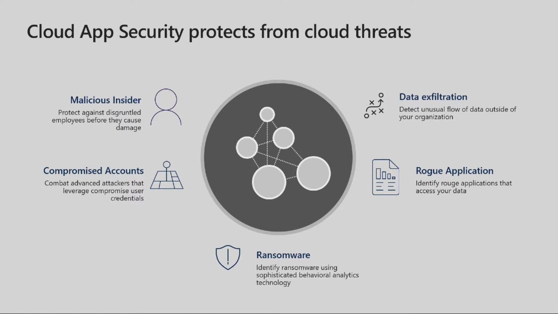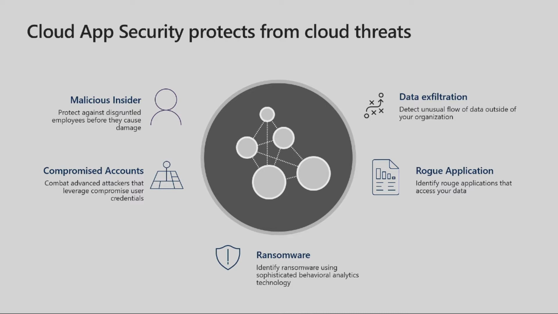Or a compromised account where an administrator's credentials were compromised, and there's activity originating from a location that we haven't seen before and actions that we haven't seen before for that particular user. In addition, data exfiltration, where a user is sharing content in OneDrive for Business with a personal email address. And if that happens, perhaps you'd like to get notified. And then lastly, rogue applications.